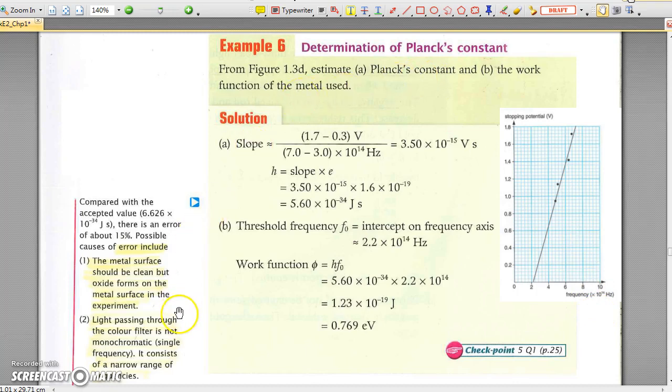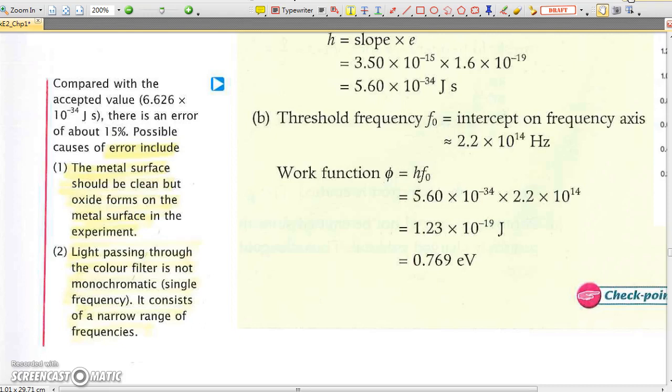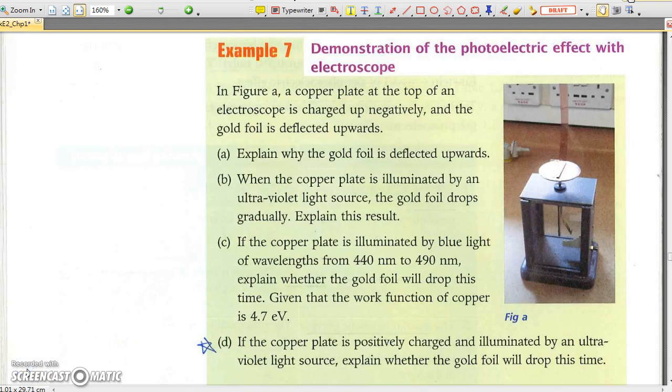On the bottom left, there are notes that tell you to be cautious when performing the experiment. Number 1 is that you should clean the oxide that forms on the metal surface. Number 2 is the color filter does not allow only a single frequency of light to pass through, but a narrow range of frequencies. Example 7 is a simple demonstration of photoelectric effect using electroscope.